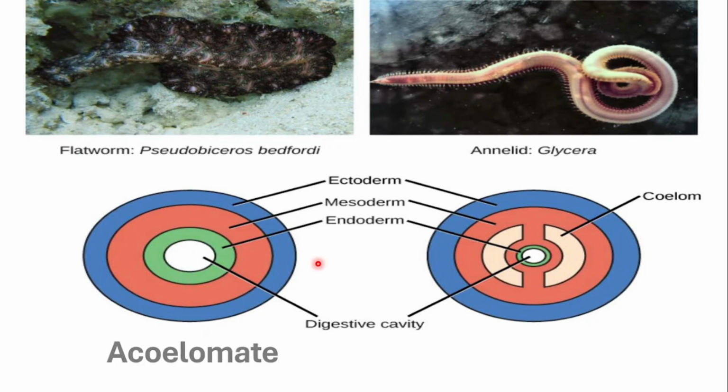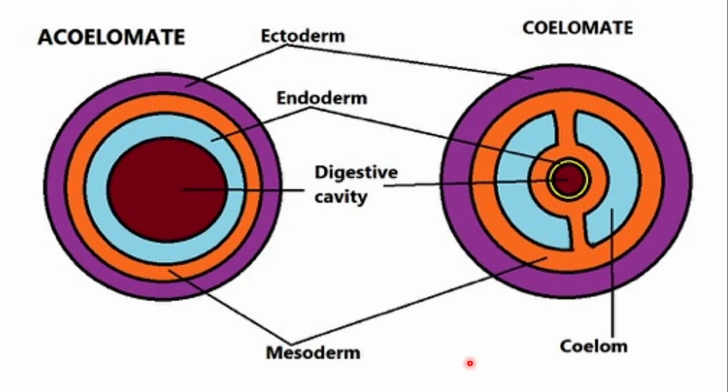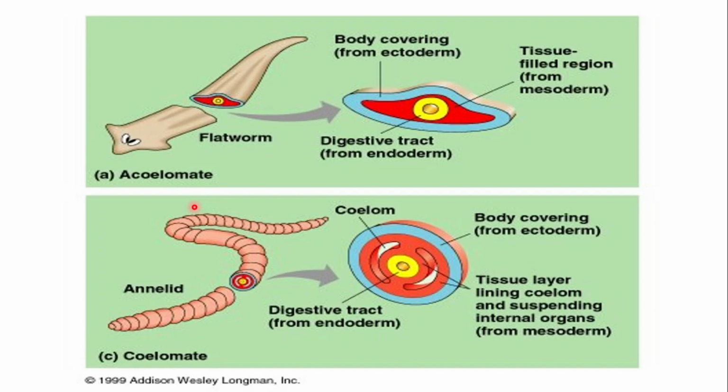It does not. So this one is going to be acoelomate, whereas this one is going to be coelomate because this one has the coelom, right? But this one does not have the coelom, right? So coelomate and acoelomate. Acoelomate does not have a coelom. Coelomate does have a true coelom. Okay, so this is also another diagram showing acoelomate versus coelomate. Obviously, the coelomate is going to have the coelom and the acoelomate does not have the coelom. All right, we also have another diagram showing acoelomate versus coelomate.